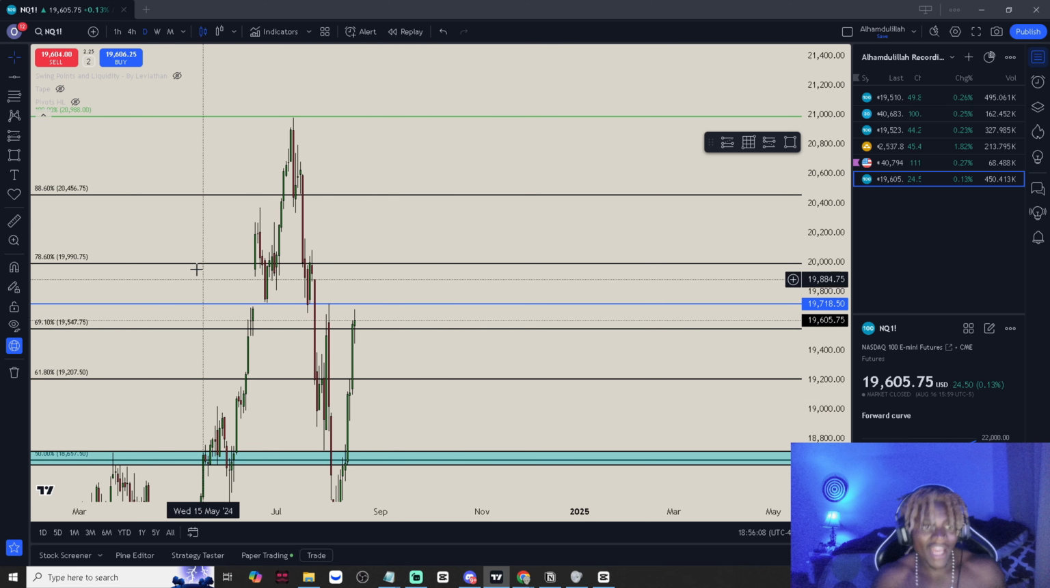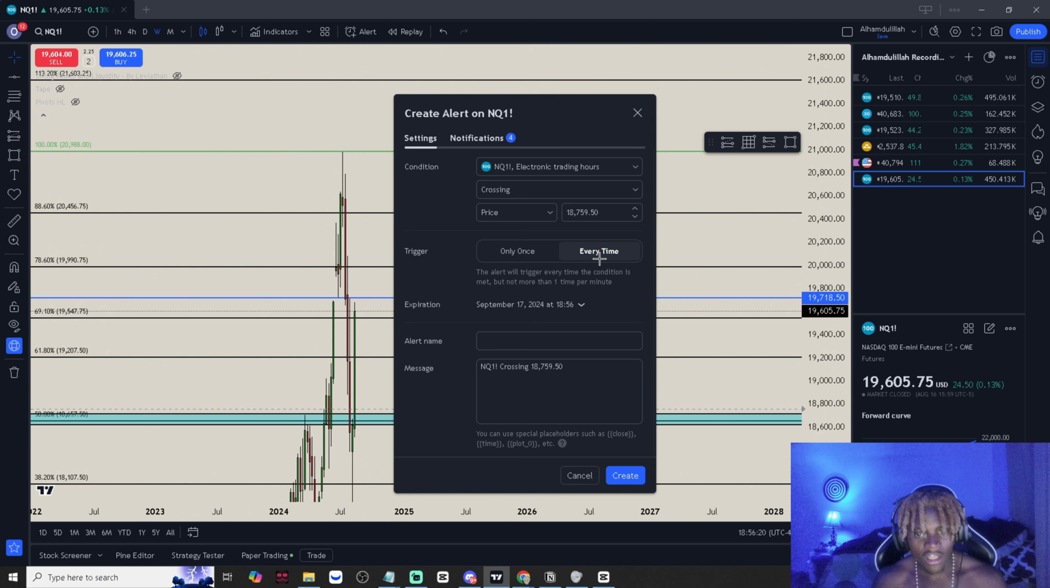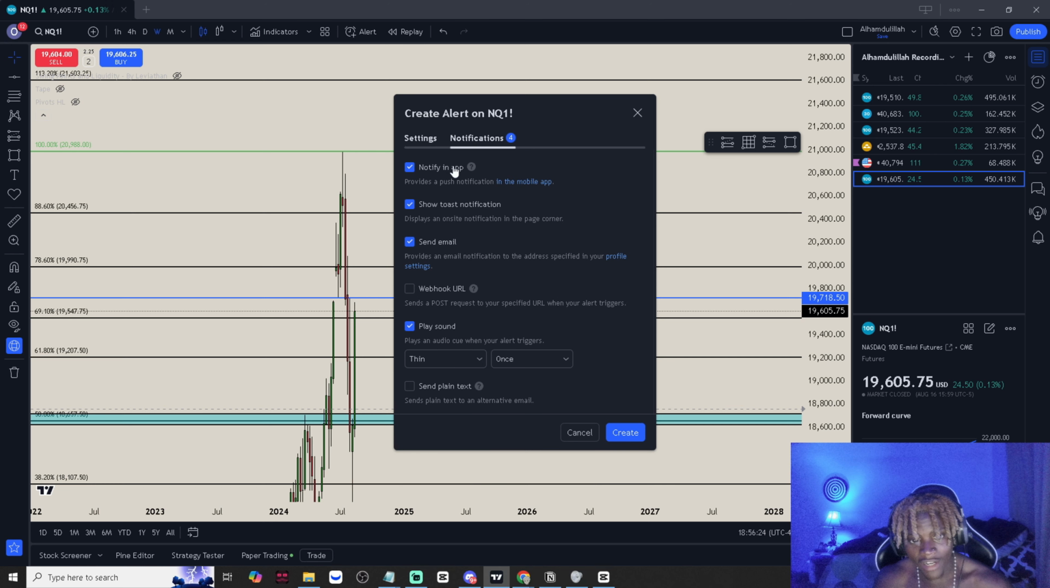And you guys can right click your screen, click on add alert, and click on every time. This way, every time price decides to cross this area, you're going to get a notification, whether on your phone, on your computer with TradingView, or you can come over here to the notifications tab and click on send email as well. And you can get a notification to your email, which is going to notify you when price is at the key area that you want to be in. Okay? And that's pretty much what you guys need to be doing.